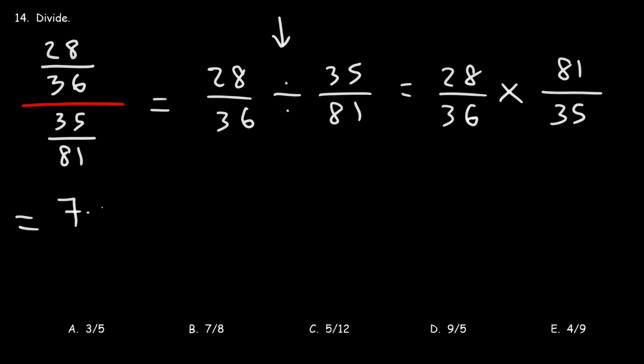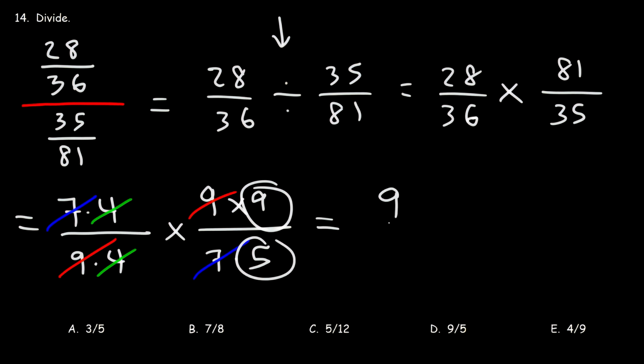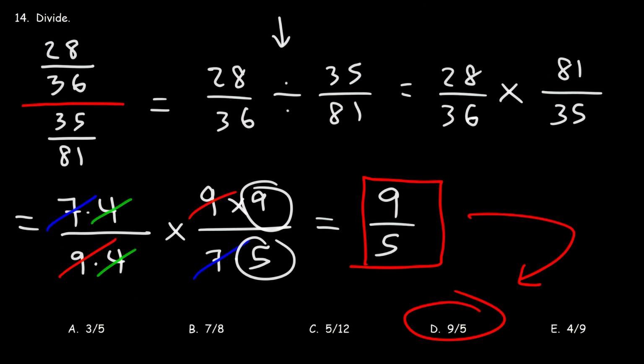So 28, we can write that as 7 times 4. 36 is 9 times 4. 81 is 9 times 9. And 35 is 7 times 5. So we could cancel a 7, we could cancel a 9, and we could cancel a 4. So our final answer is going to be 9/5. And so that's it for this problem. As we could see, answer choice D is the right answer.